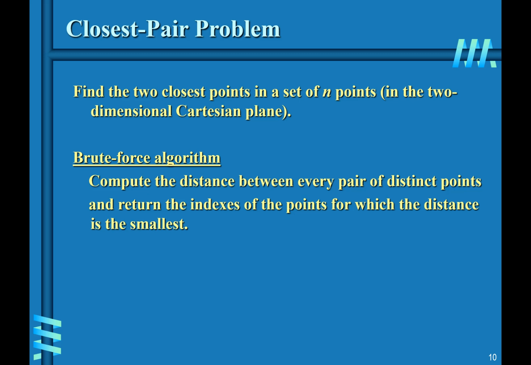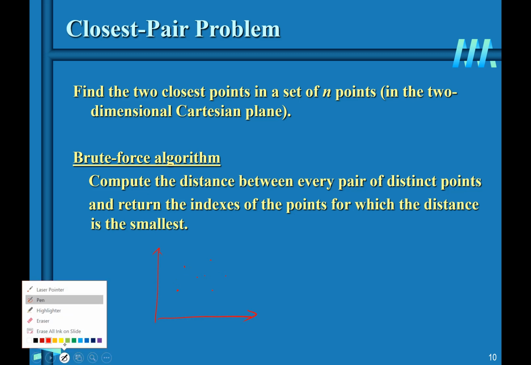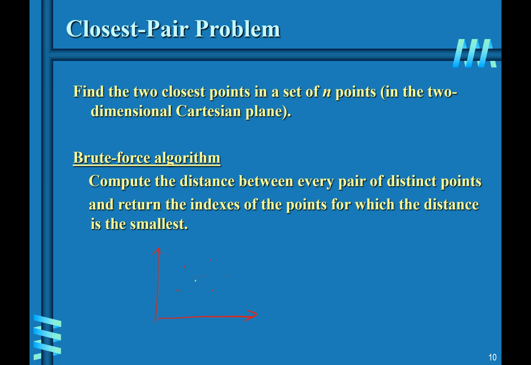Another question we also use for divide and conquer is the closest pair problem: find the two closest points in a collection of n points in two dimensions. For example, if we have multiple points and we want to check which two are closest, this one or another one, right? In that case, we have to calculate the distance intuitively.